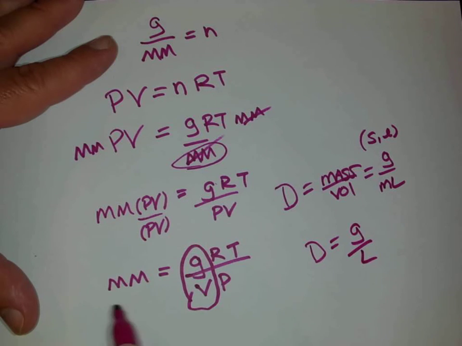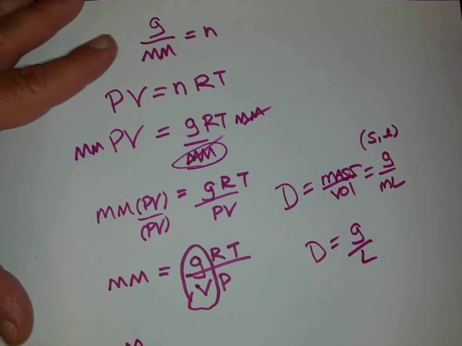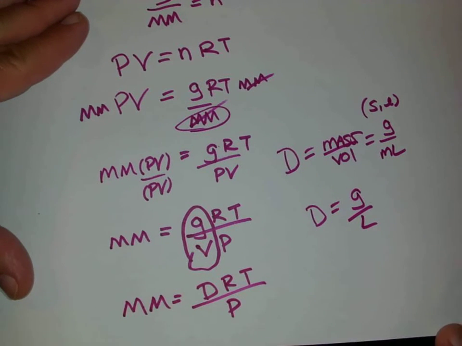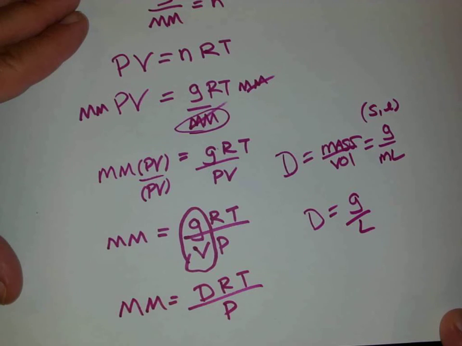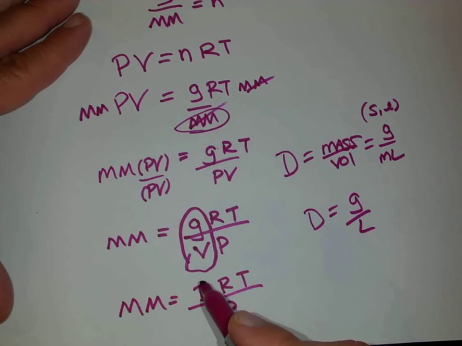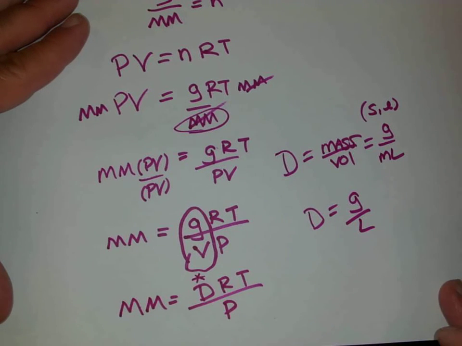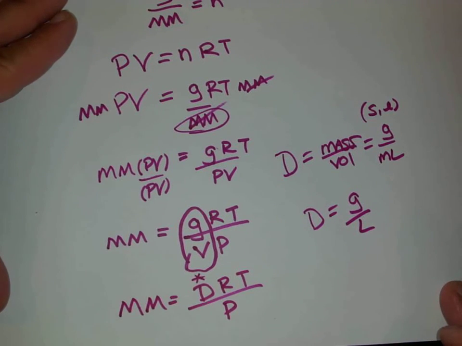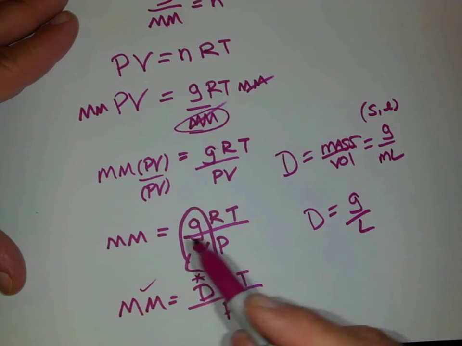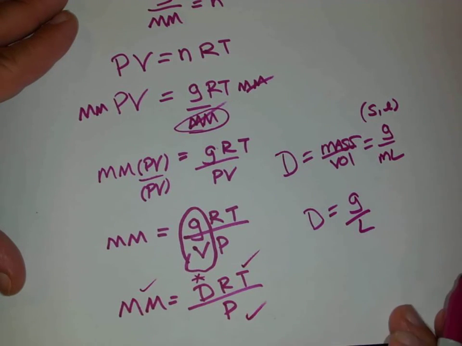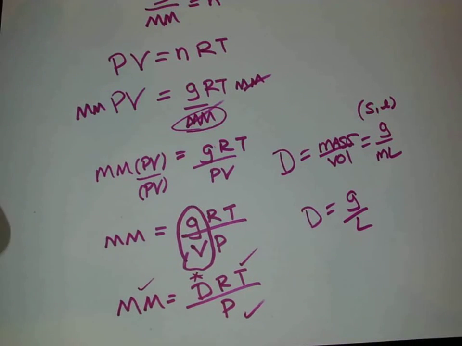Okay, and we can substitute even further. We could say density times R times the Kelvin temperature divided by pressure. All right, and then you could further take this and solve for density if they're asking you to solve for the density of a gas, and they're giving you the molar mass and the temperature and the pressure. So you can most certainly do that, and on the worksheet you'll see that.